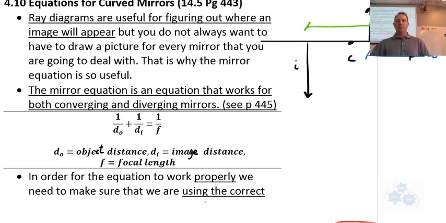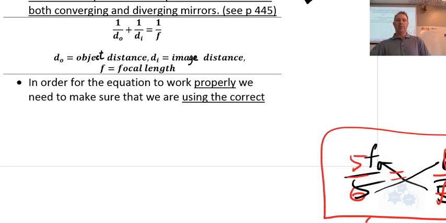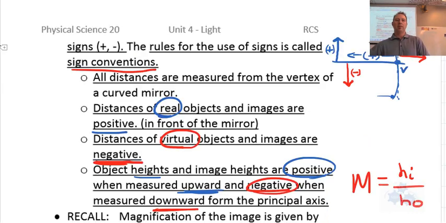What's handy about this is if you're given two of these, you can always solve for the third one. Usually you'll be given the focal length and then the distance of the object, right? Because you can calculate the distance of the object, so you can find the distance of the image. From there, we can find other things like height and things like that, because there are other relationships there. So you have to make sure that in order for this to work properly, you're using the correct signs, okay?